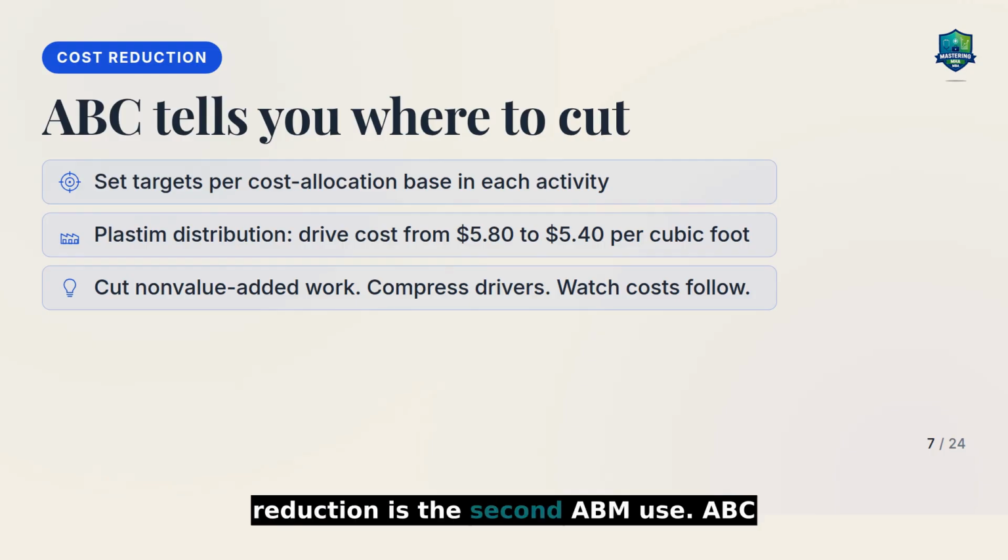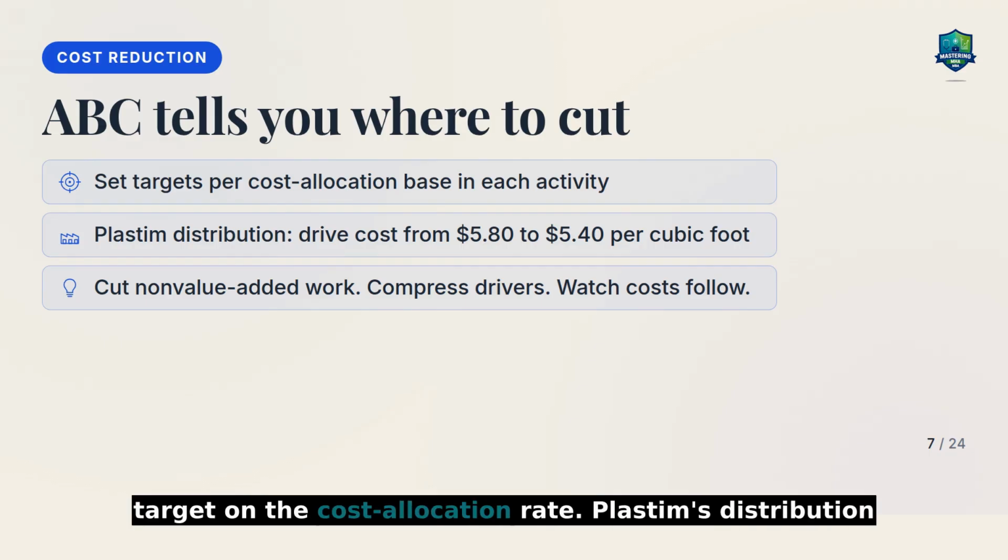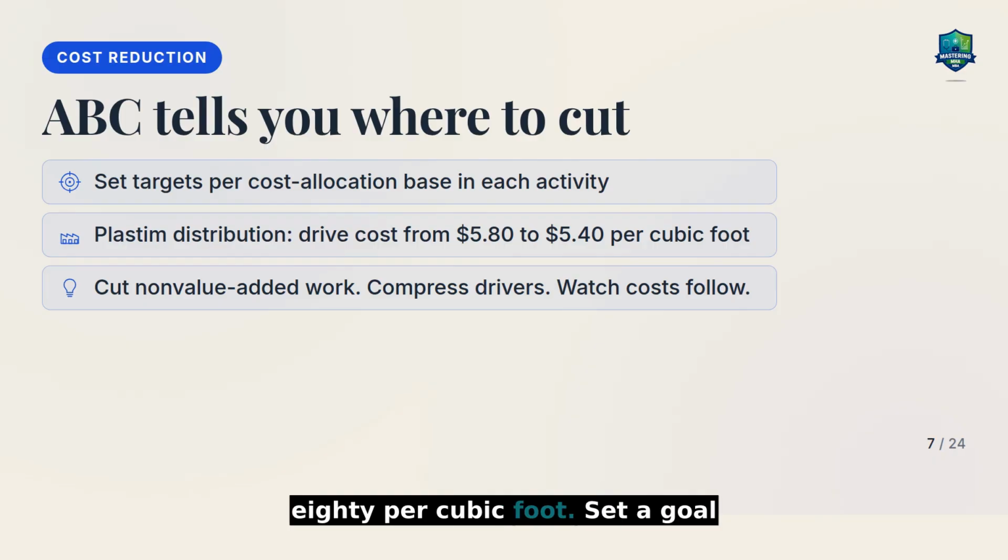Cost reduction is the second ABM use. ABC tells you exactly which activity is expensive and exactly what drives it. Set a target on the cost allocation rate. Plastim's distribution rate is 580 per cubic foot. Set a goal of 540 by improving labor and warehouse use. The cost driver itself is the second lever. Pack lenses tighter, ship less air.